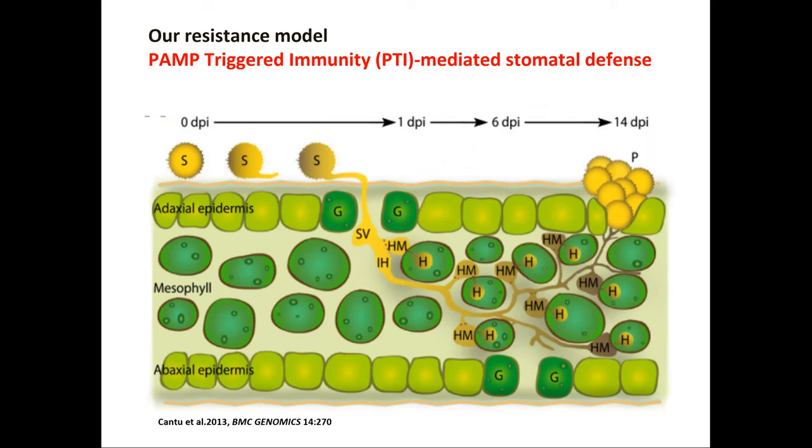So now, to the final model of the story, it seems that when the spores landed, this kind of resistive response is activated in a way that the plant is able to sense the presence of the spores on the leaf surface in a very timely manner.